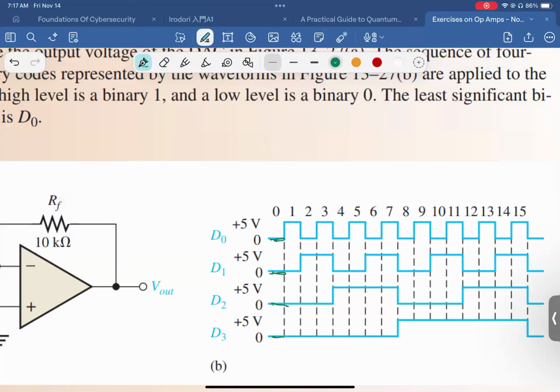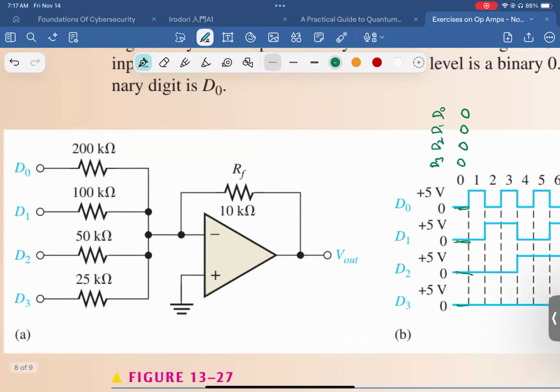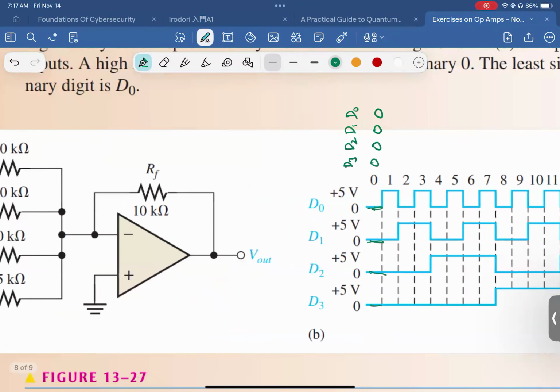So this will be D3, D2, D1, D naught. Okay, so D3 is 0, D2 is 0, D1 is 0, and D naught is 0. Okay, and pag ginamit natin itong amplifier na ito, so if this is 0, 0, 0, 0, wala kayong ina-add, diba? So yung output nyo is also 0.